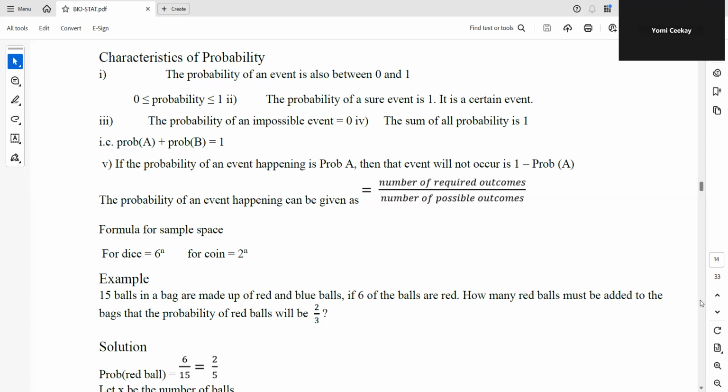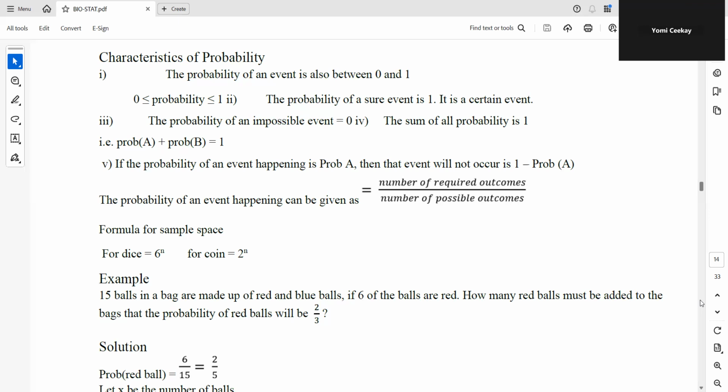Then fourth, the sum of all probabilities is equal to 1. The probability of A, probability of B, probability of C, probability of D, till any, must always be equal to 1. The last is, if the probability of an event happening is P(A), then the probability that the event will not happen is 1 minus P(A). That is, the probability that an event will not happen is equal to 1 minus the probability that the event will happen. So that is it.